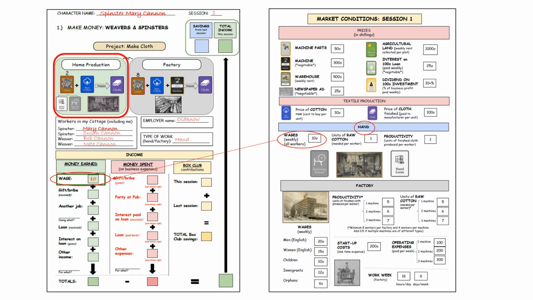This wage can change. This is just the market wage, and we're assuming in session 1 that the market wage is being used. We're also assuming that Mary Cannon in session 1 hasn't figured out any other ways to make money, so she will put 10 shillings down as the total. We're assuming she hasn't spent any money, so in the end she gets 10 shillings as her total income. She puts that at the bottom and then at the top, and she has no savings.